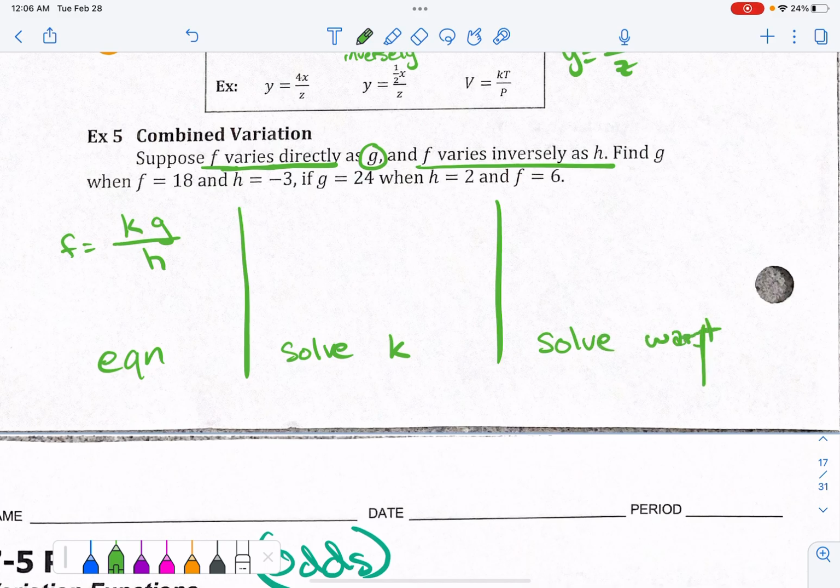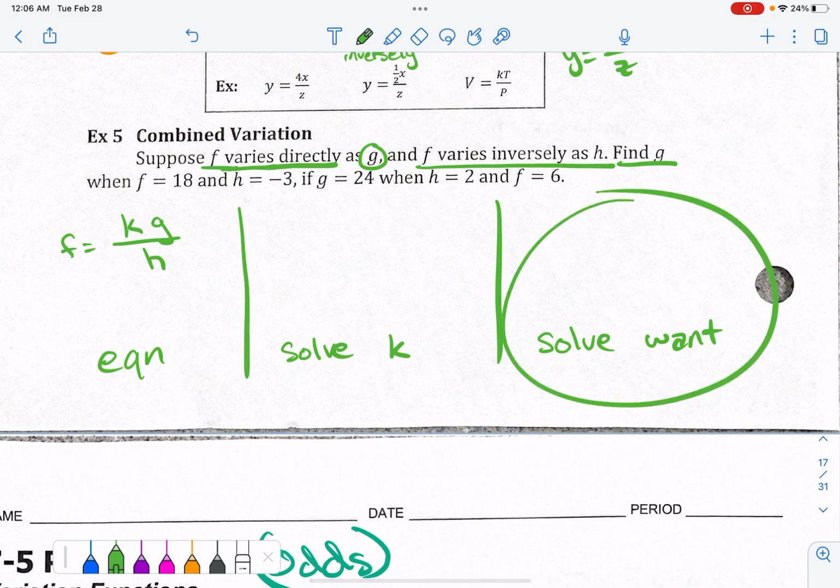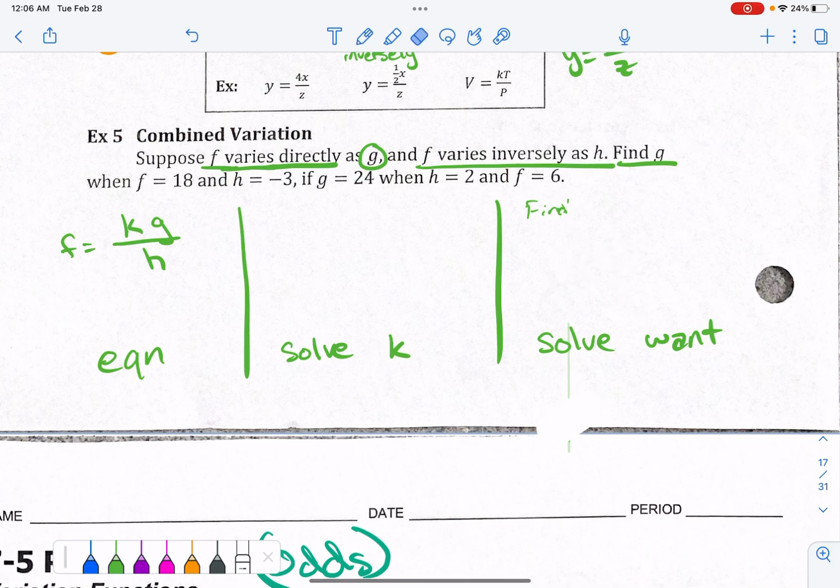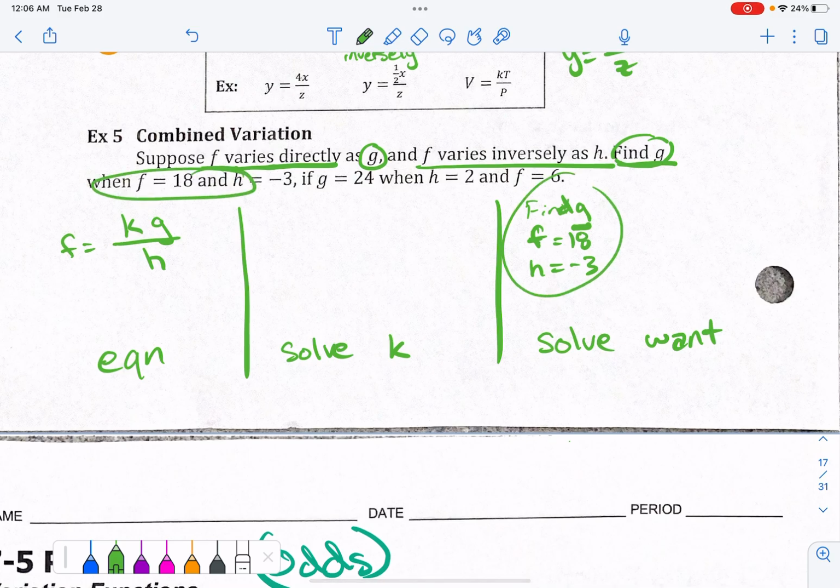Okay, let's see what they do to us here. Last problem. Solve for what we want. Find G. Wait a second, that sounds like what we're doing over here. They're giving it to us backwards again. Find G when F is 18 and H is -3. So this goes over here, and then we're going to use this other information to find our K in the middle. G equals 24, H equals 2, F is 6.